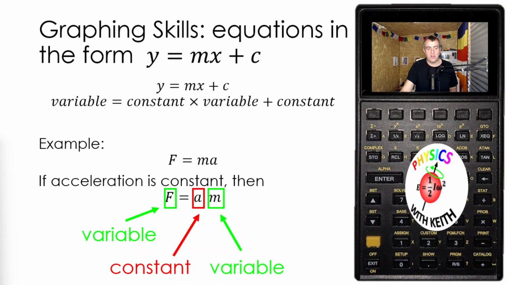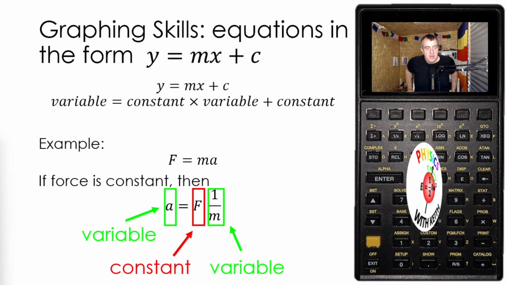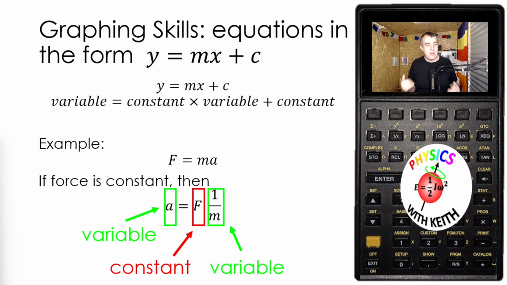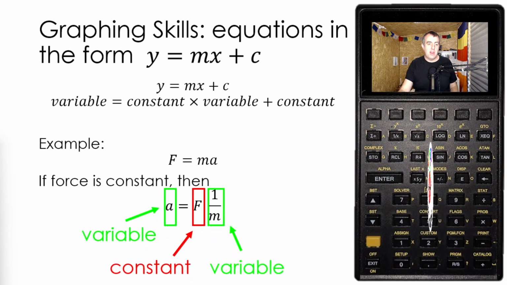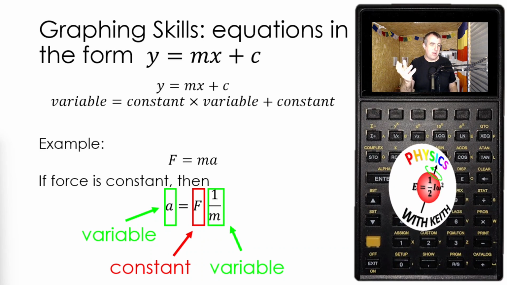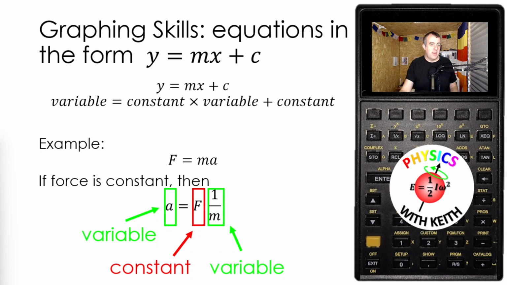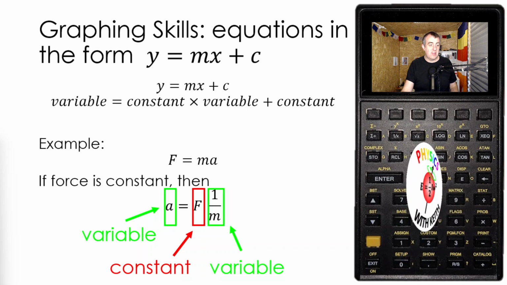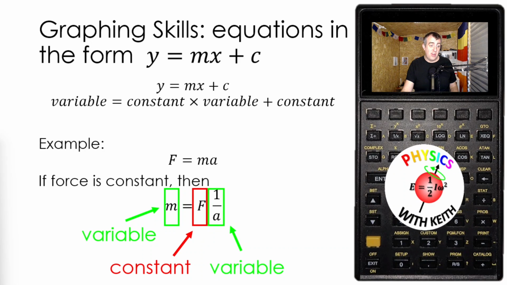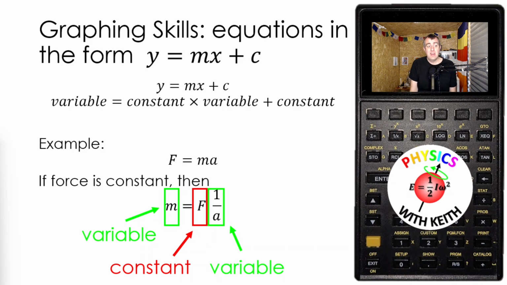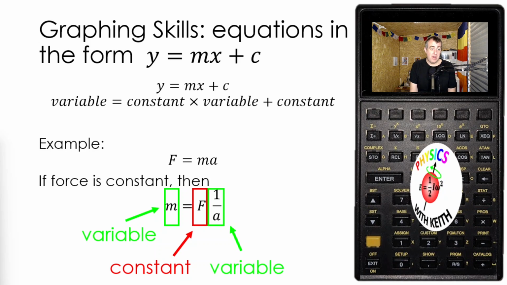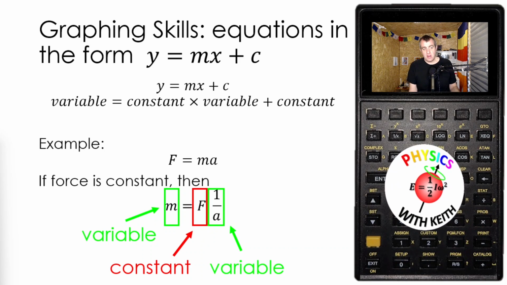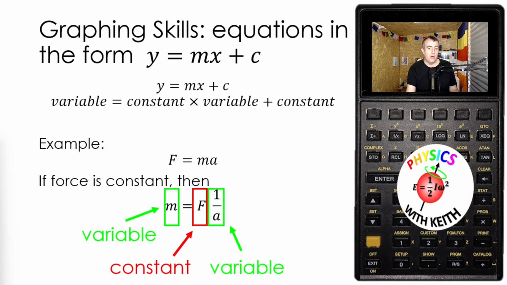But if f is the constant, oh dear, we have to do this. Now that's still f equals ma, just divided through by m and written in the form variable equals constant times variable, and this is plus 0. So I would plot a on the y-axis and 1 over m on the x-axis. Or, if f is a constant, I could have plotted the axes the other way round, actually. M on the y-axis and 1 over a on the x-axis. And the gradient would still equal that constant force.